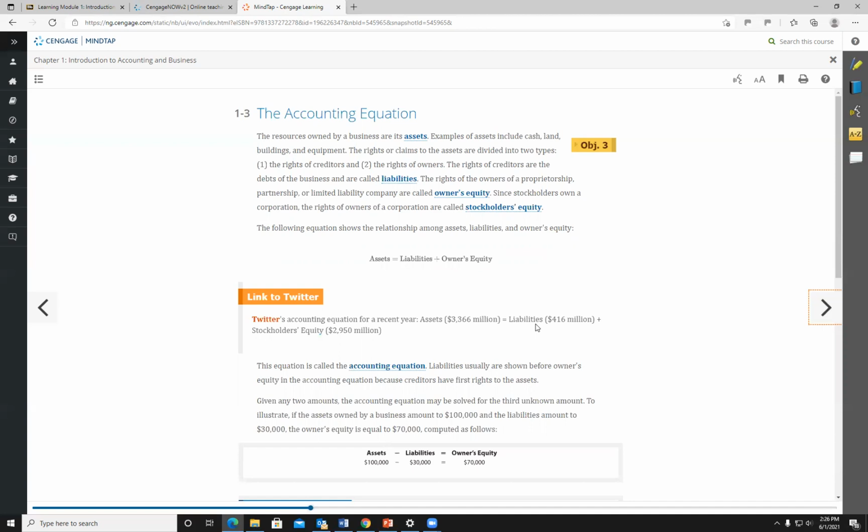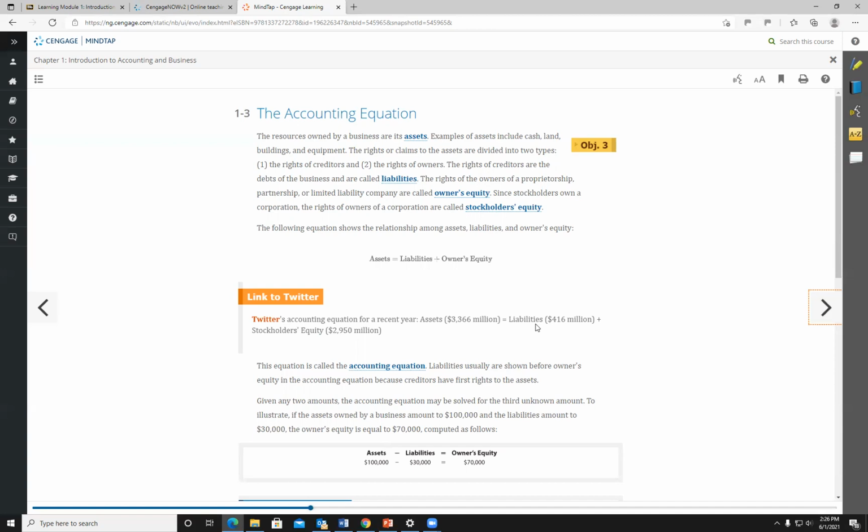The rights or claims to these assets are divided into two types: the rights of creditors and the rights of owners. That's where your liabilities and your owner's equity come into play. The rights of creditors are the debts of the business, called liabilities. Let's say you borrowed money to buy that building, then the money you borrowed to buy that building is a liability. That becomes the right of creditors.